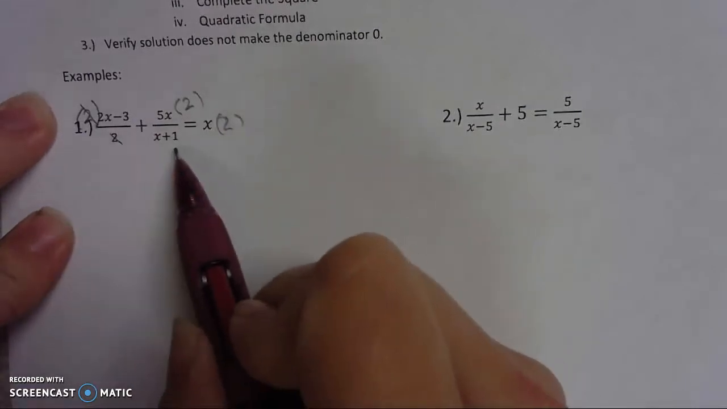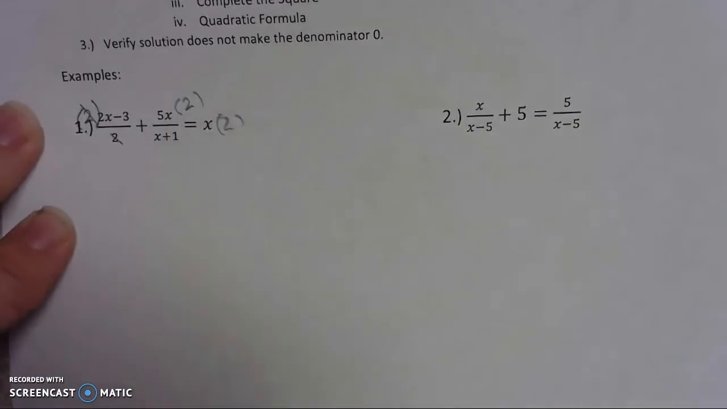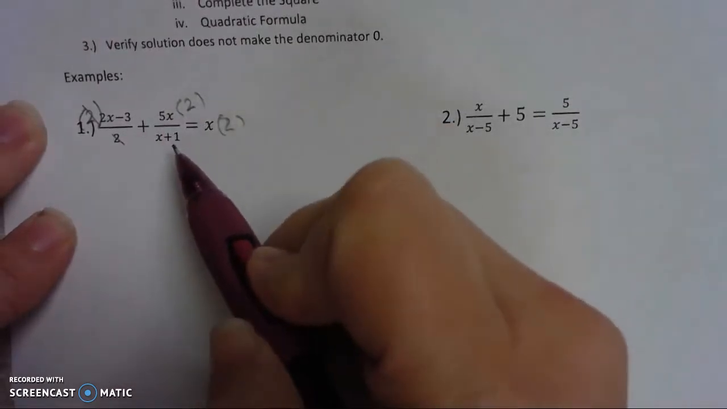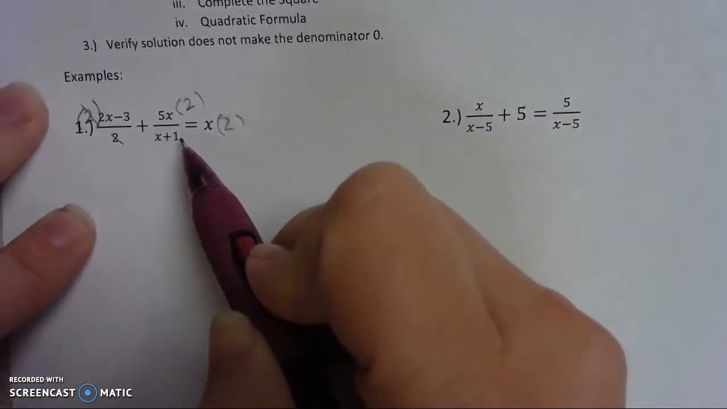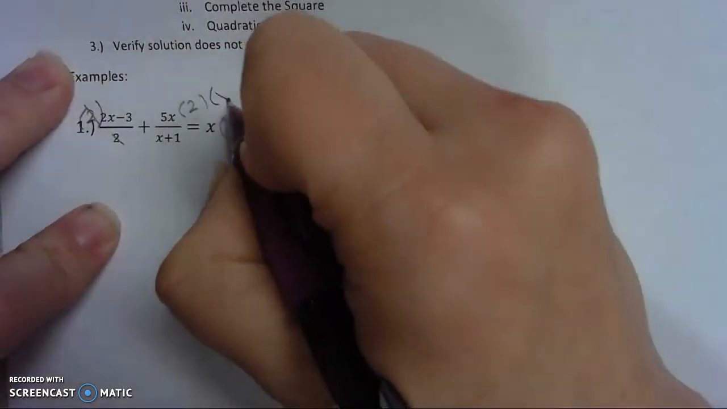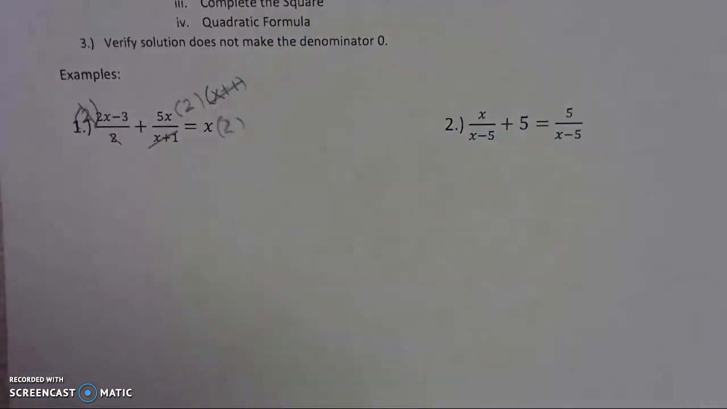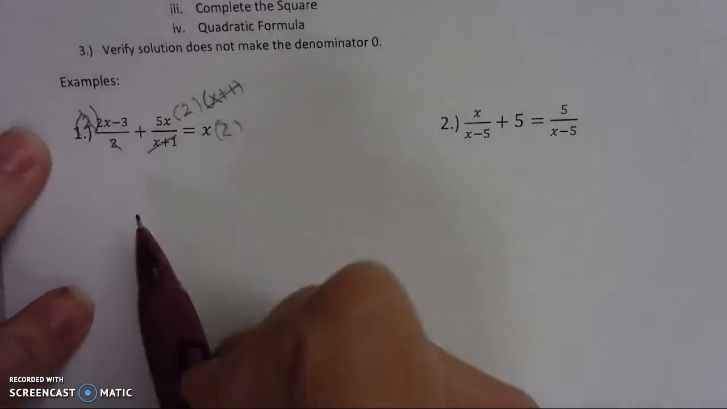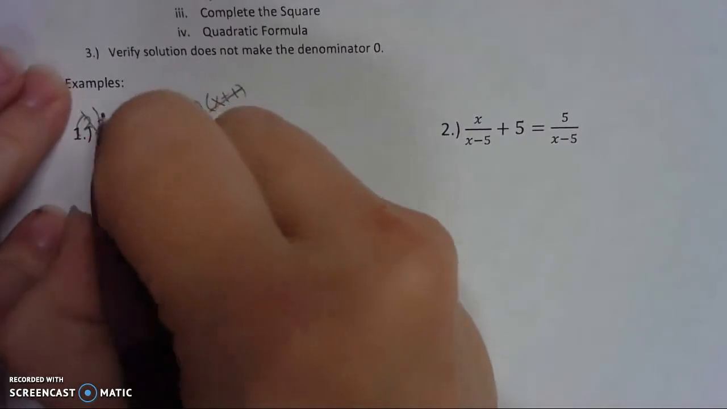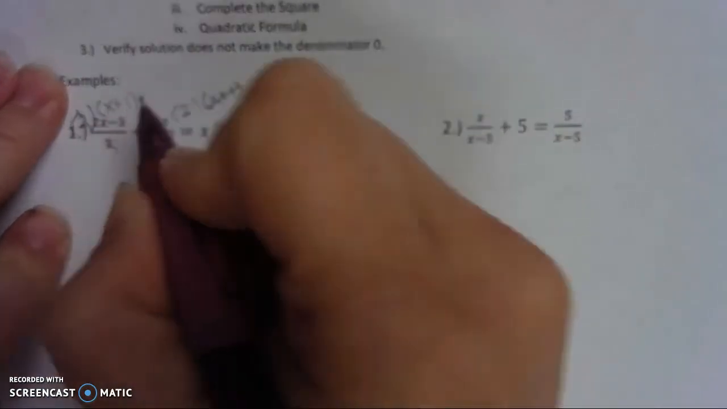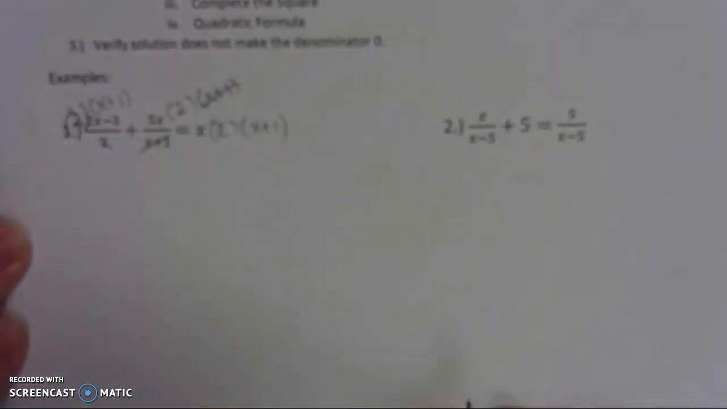For the second fraction, I need to remove x plus 1 because it is causing me to have a fraction. Since x plus 1 is dividing into 5x, and I need it to go away, I'm going to multiply by it, the opposite operation, and then they will divide out. Because I multiplied this fraction by x plus 1, I have to multiply everything else in the equation by x plus 1. This keeps my equation in balance.